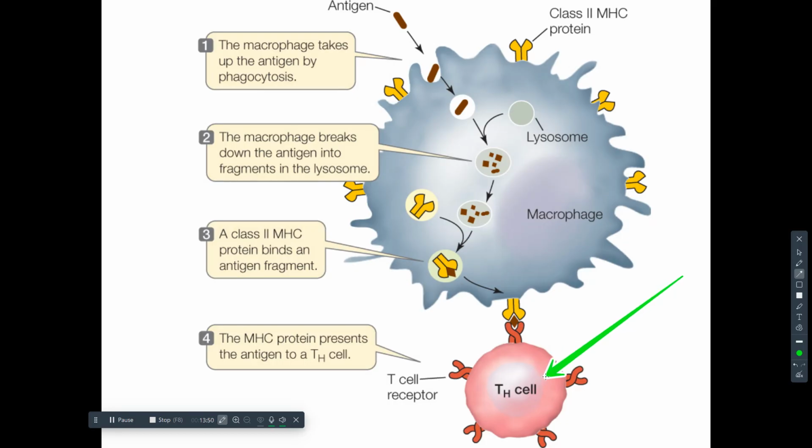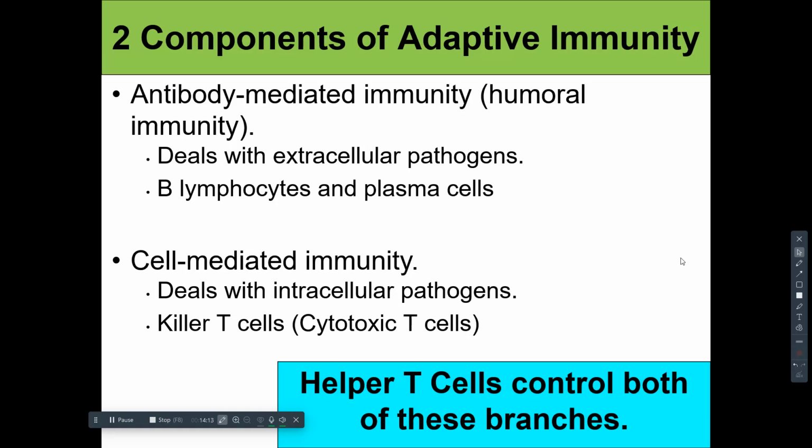I don't know if that's good English or not. But it's a helper T cell. A helper T cell is the one that is presented with the antigen. And of course, it's not any old random helper T cell. It's the one with the correct receptor for that particular antigen. All right, let's walk through this in even greater detail.